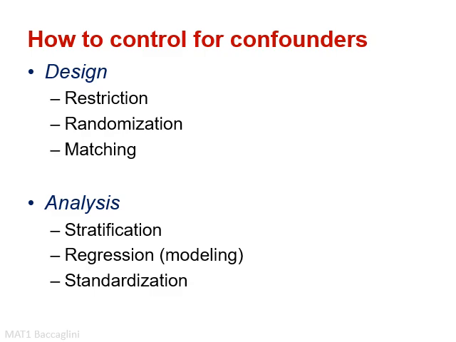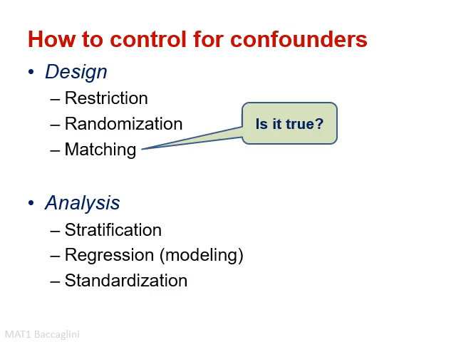In addition to effect measure modification, you also want to consider confounding. There are techniques you can use to control for confounders, both at the design and the analysis stage. During the design, you could restrict, for example, you could just select females. You can also randomize, and you can match. However, matching doesn't always control for confounders. It depends on the type of design. You can also control for confounders during the analysis by stratifying, conducting a regression or modeling, or standardizing. You probably have heard that matching is used to control for confounding, but is it always true?